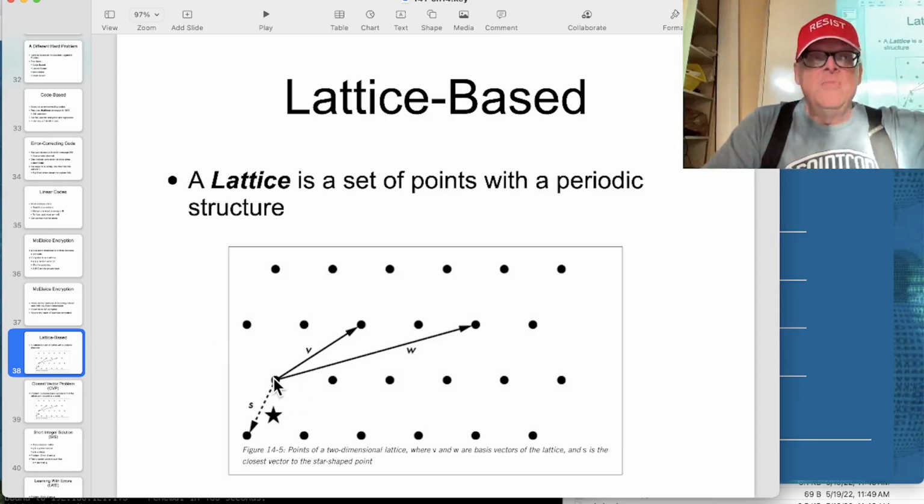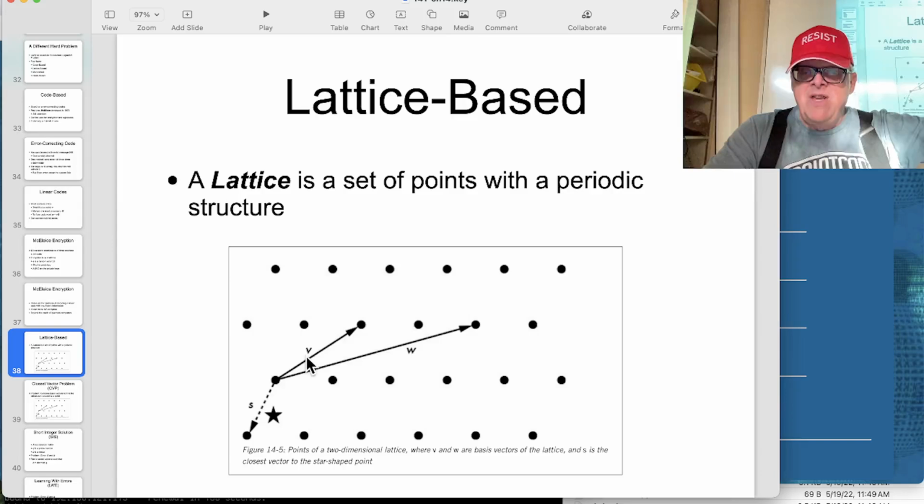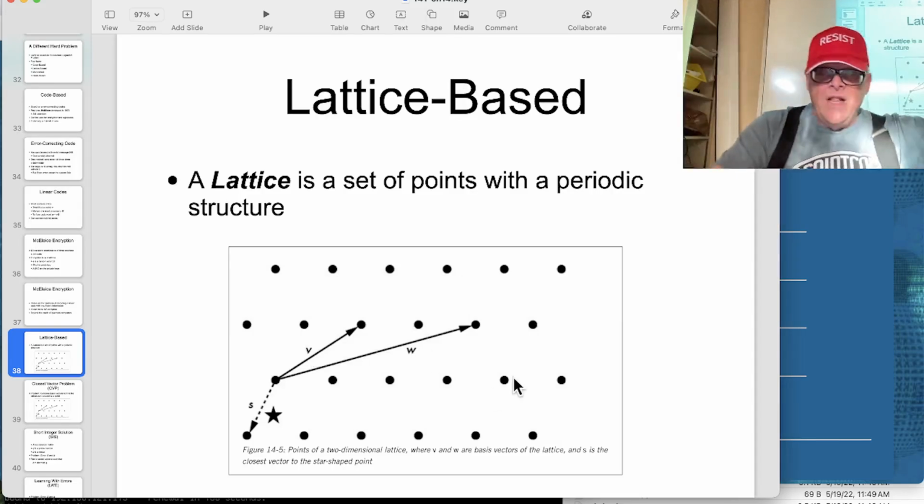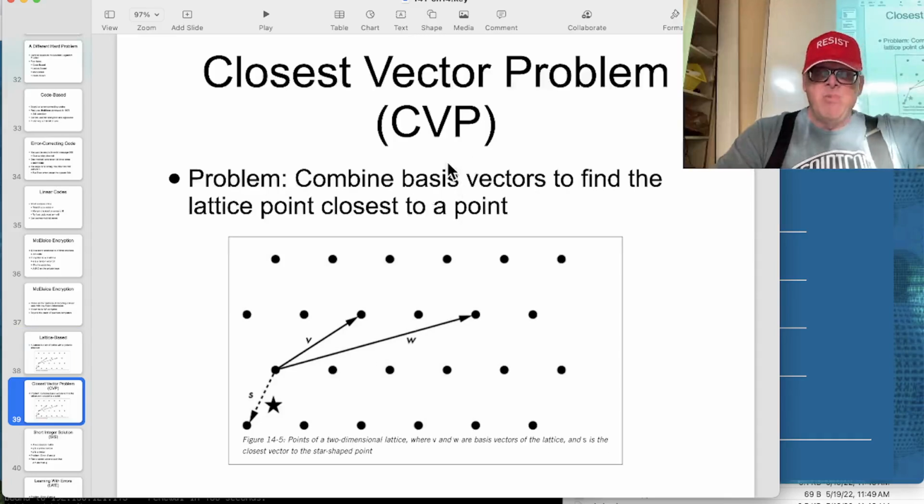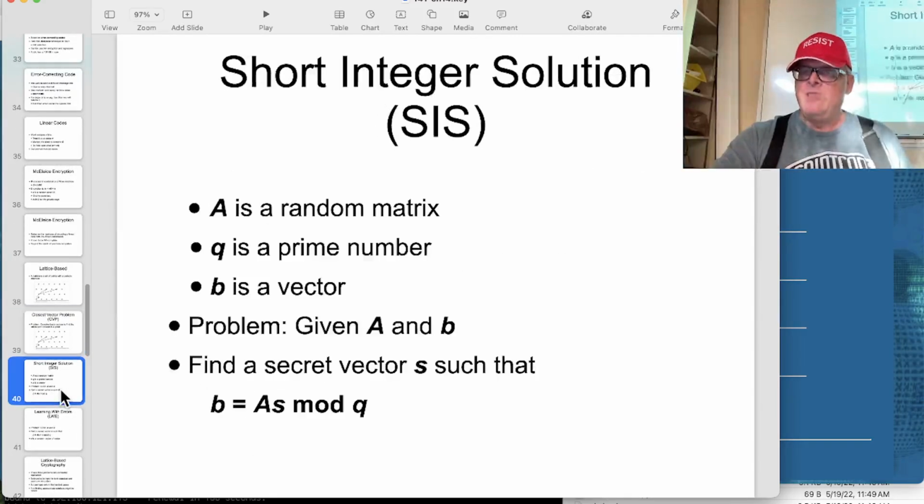You can find a path from a starting point to all these other points. So if you just make the set of all the places you can get by adding integer times V plus another integer times W, you'll create the lattice. All right, so here's a problem. Combine basis vectors to find the lattice point closest to a point. So I have a point here, and I want to figure out how to find that point. What combination of these vectors does it need to get to the point closest to that point? Now, in a simple case like this, you could probably figure it out, but in a complicated case with many more dimensions and many more dots, this turns out to be a hard problem.